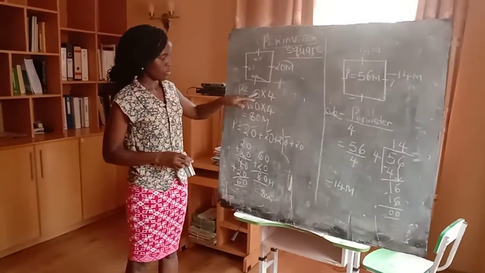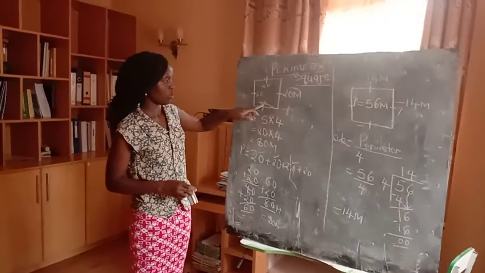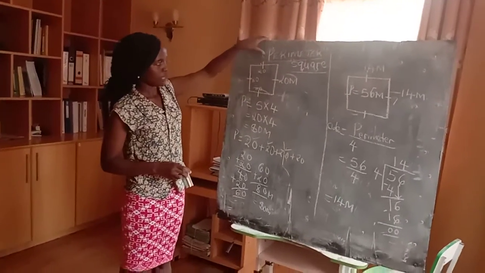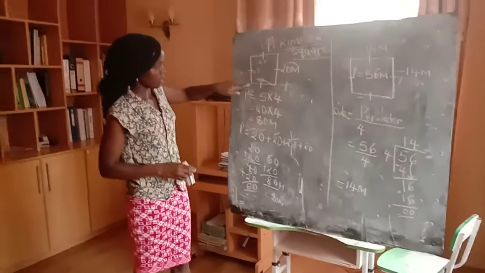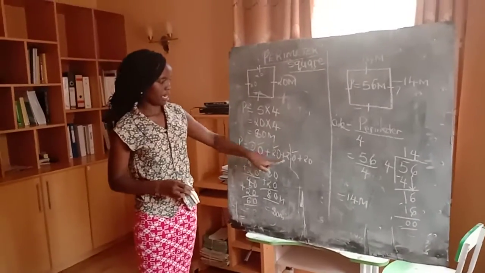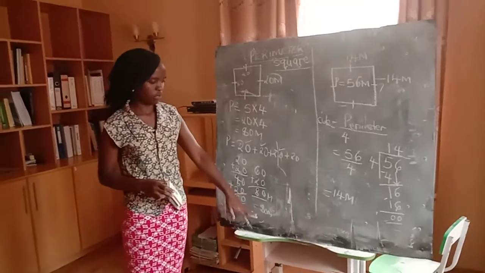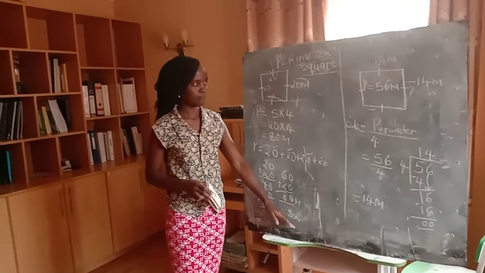Or else, if you don't want to use this method, you can add all the sides, because we know that perimeter is the distance around a figure. So we take the measure of all these lines and add them together. When we add them, we're going to get 80 meters.